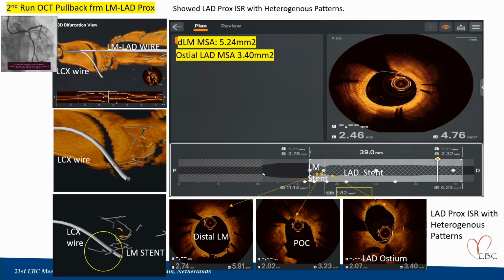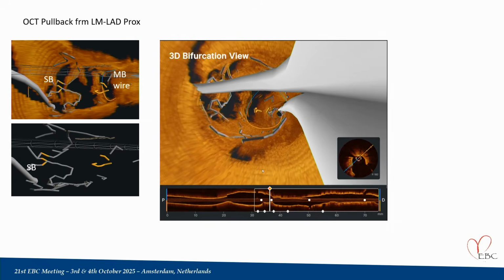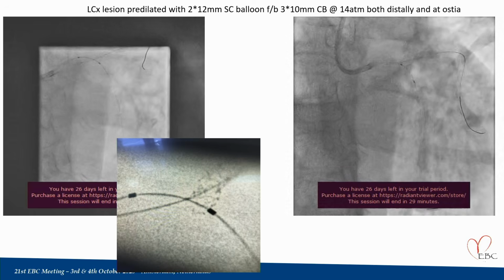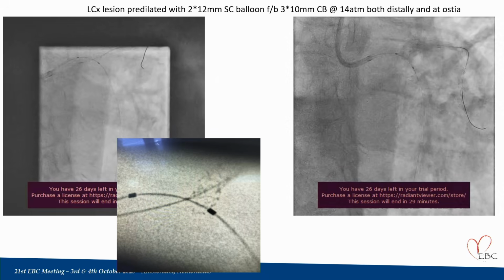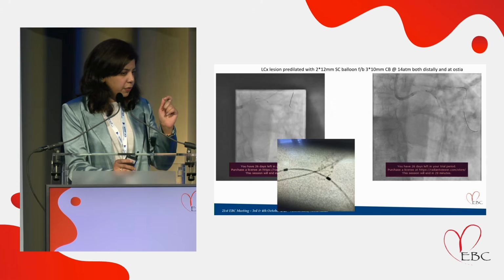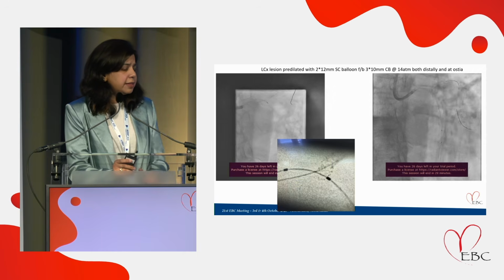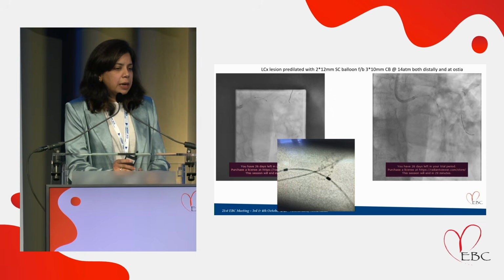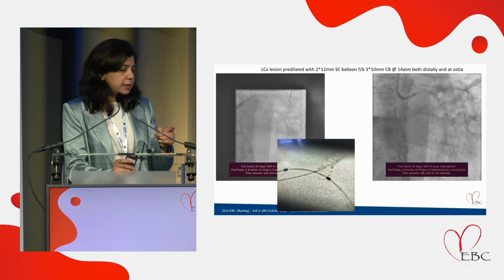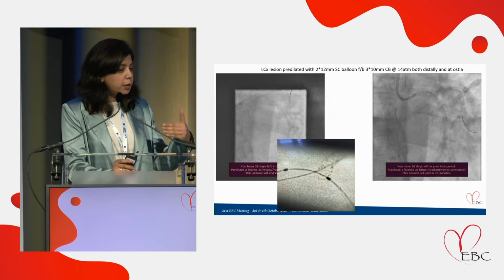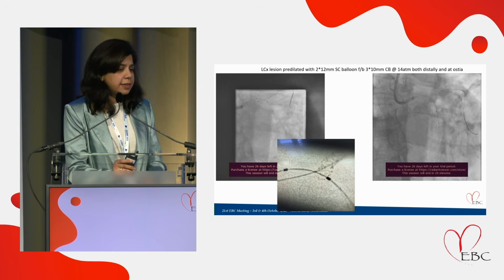So after confirming that yes, our wire was through the distal cell, we dilated the LCX lesion first with the 2.0/12 balloon, and there was some difficulty sending the balloon through the LAD stent cells. Eventually, this was pre-dilated. In the stent boost also, we confirmed that we were through the stent cell and not behind the stent cells.